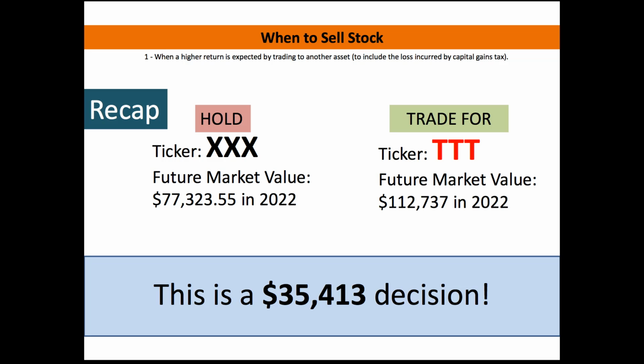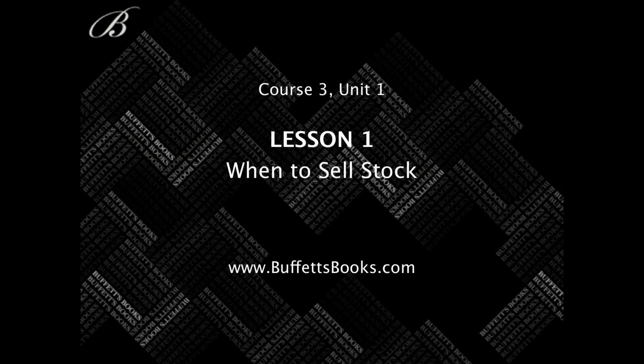And then we went and calculated, after we pay the capital gains that we earned off of company XXX, and then we traded it into company TTT, that the future market value would grow to $112,000 in that same time period. So the smart decision here for the intelligent investor and the person who understands security analysis is that their decision to transfer the money and to sell their shares of company XXX and trade them into company TTT is a $35,000 decision.